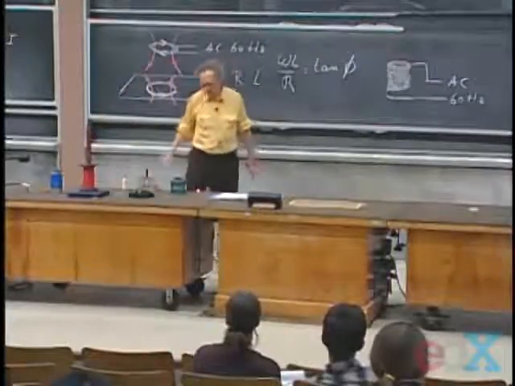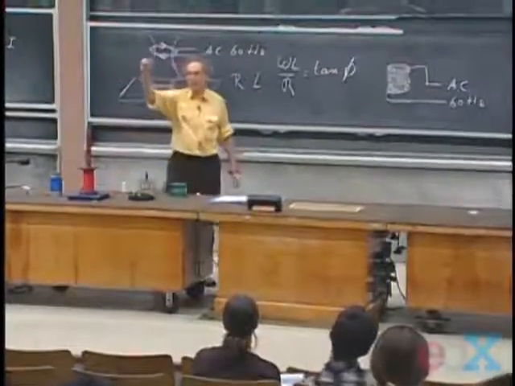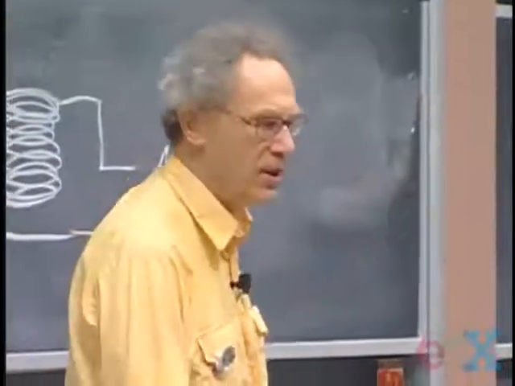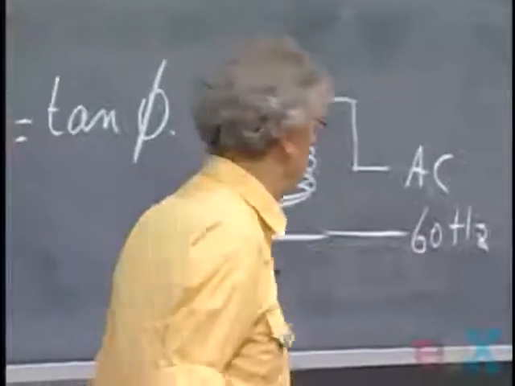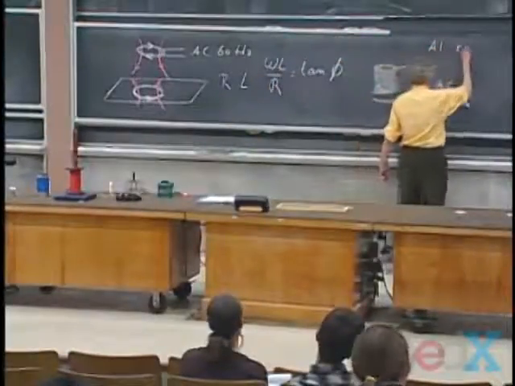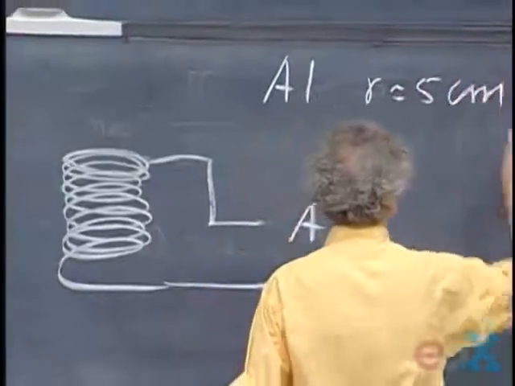And I have a ring, and the ring is made of aluminum. I know exactly the dimensions of this ring. I know the radius, it's about 5 centimeters. I know the thickness, I know everything. It's an aluminum ring, and has a radius of about 5 centimeters.